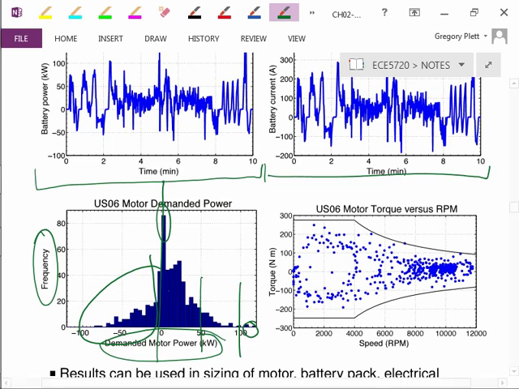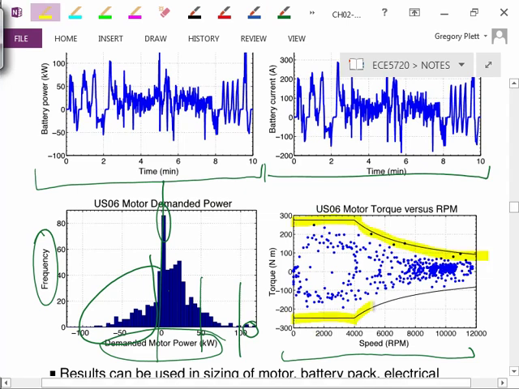Also, we might be interested in this scatter plot over here that shows the torque versus RPM usage points of the motor. At every point in time, there's a certain motor torque and a certain motor RPM. I take those two pieces of information and plot a dot. And we see that I've also drawn on the limits of torque versus RPM for the motor. One thing we see is that the simulation is obeying the limits. I'm never going outside of the limits, so that's a sanity check to see if the simulation works.